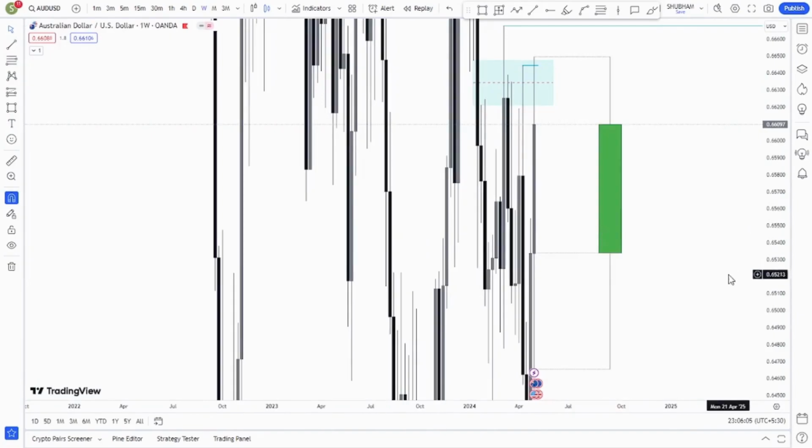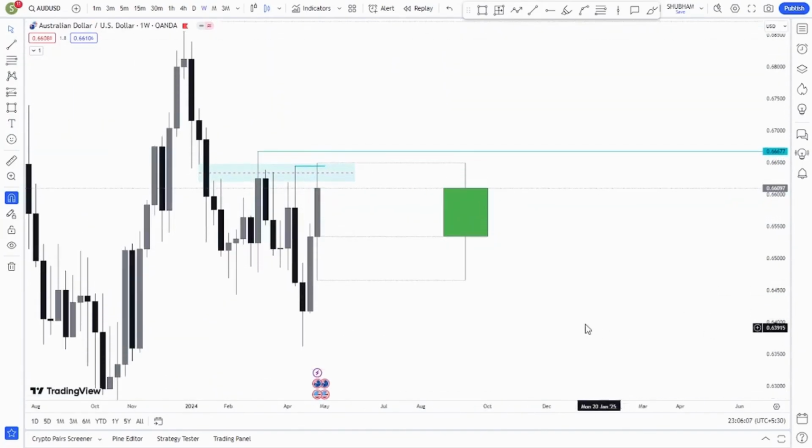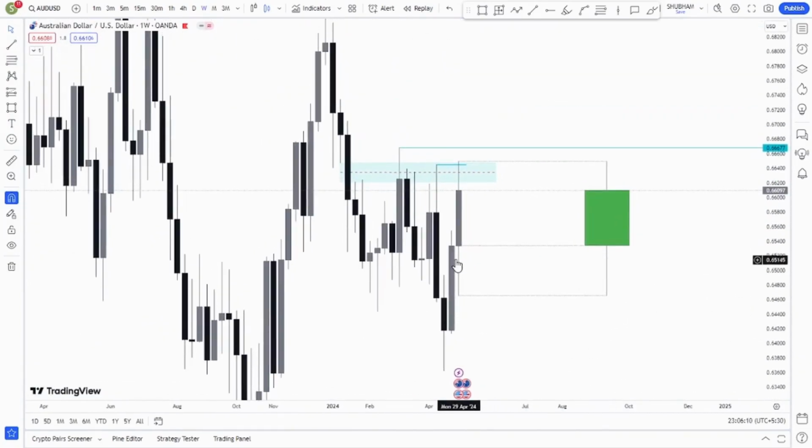Now we have AUDUSD and NZDUSD. Oh, this thing is interesting. AUDUSD is extremely bullish. We have swept these highs, and this is a weekly FVG. You can see this weekly FVG is getting respected multiple times. These candles are not able to close above 50%, and also last week's candle closed below this weekly FVG, and we have swept a weekly high.